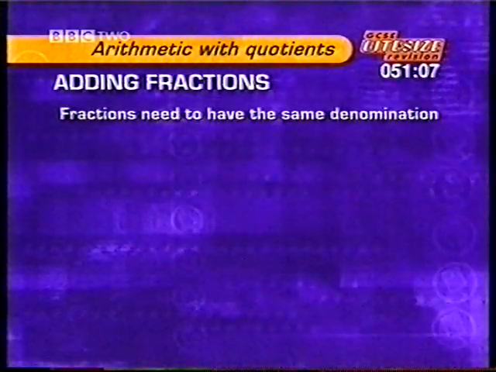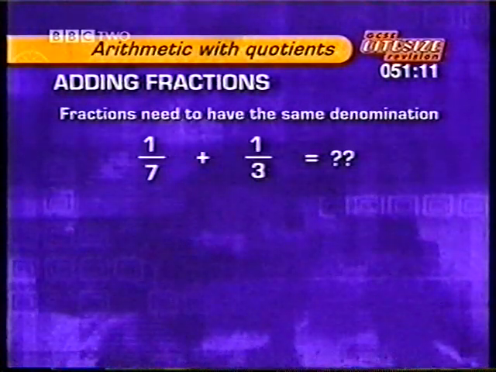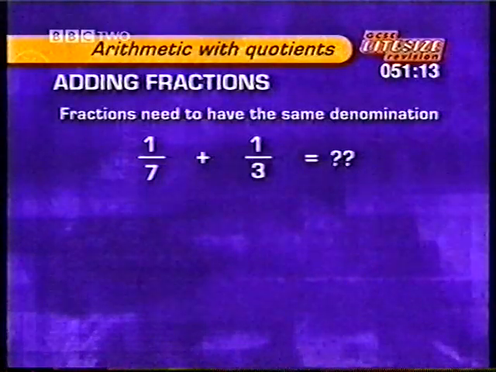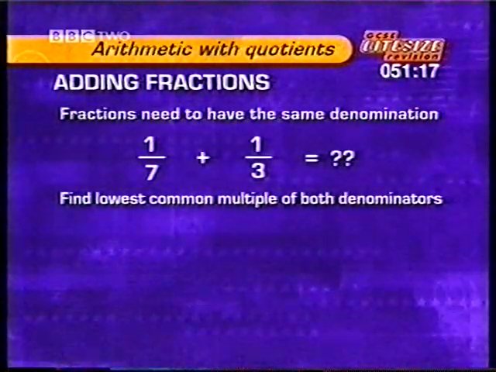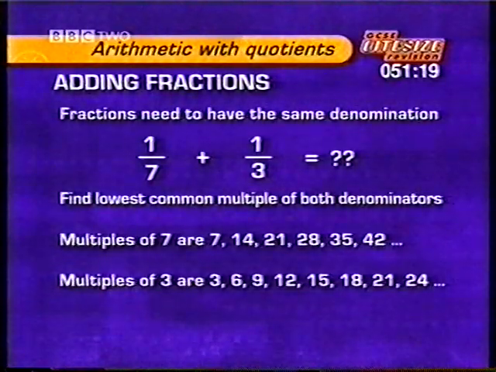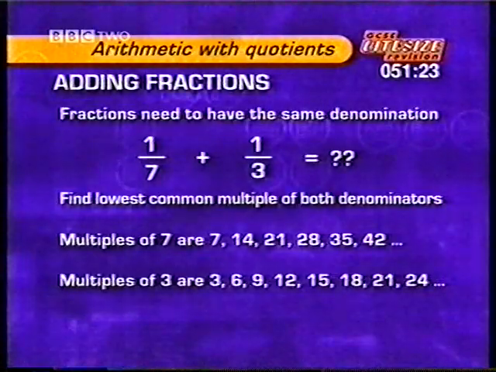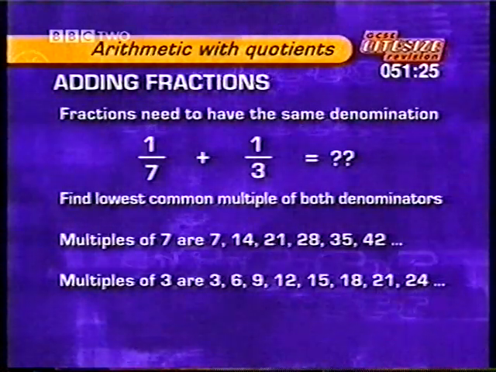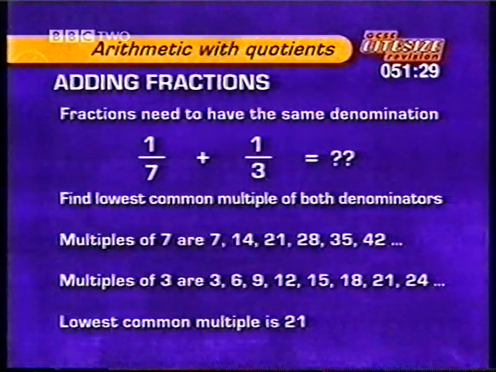When adding fractions, we can't just add sevenths and thirds. We have to make them have the same denominator. We do this by finding a common number that we can convert each denominator, 7 and 3, into. To do this, we look at the multiples of each. We can see that the first multiple which both 7 and 3 share is 21. So the lowest common multiple is 21.